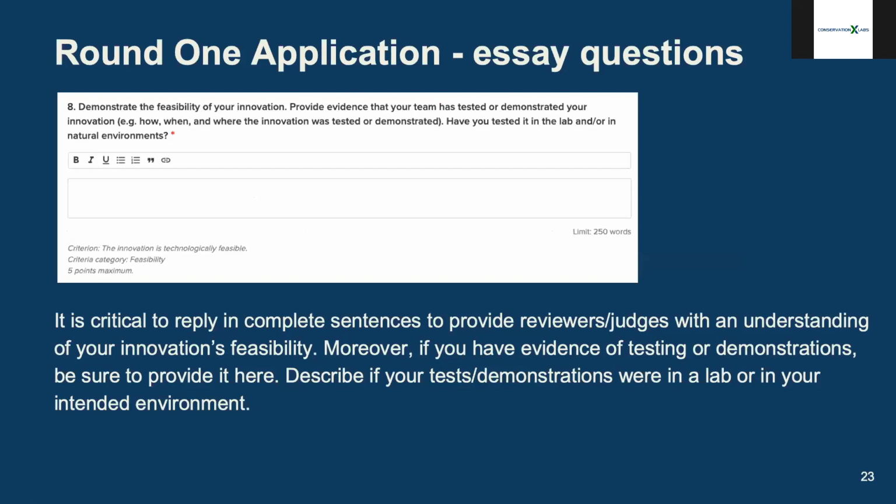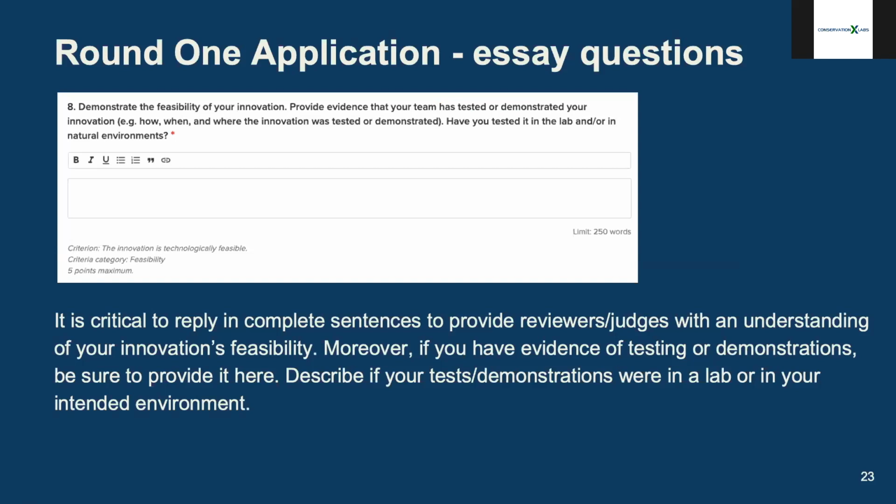All right, so question number 8 here is to demonstrate the feasibility of your innovation. You'll want to provide evidence that your team has tested or demonstrated your innovation. For example, describe how, when, and where the innovation was tested or demonstrated. Have you tested it in a lab or a natural environment? Natural environment we would just define as anything outside of the laboratory.